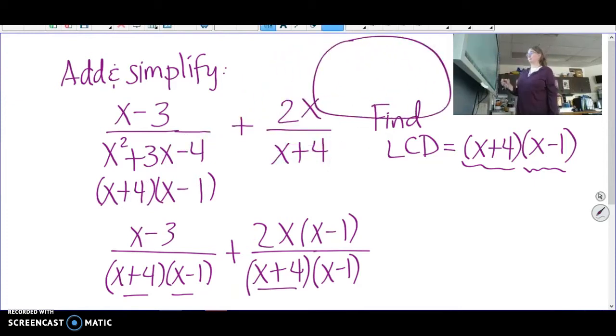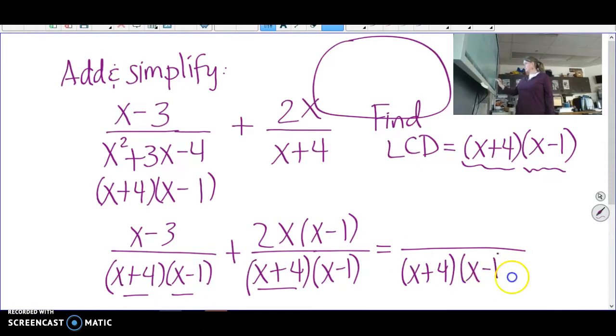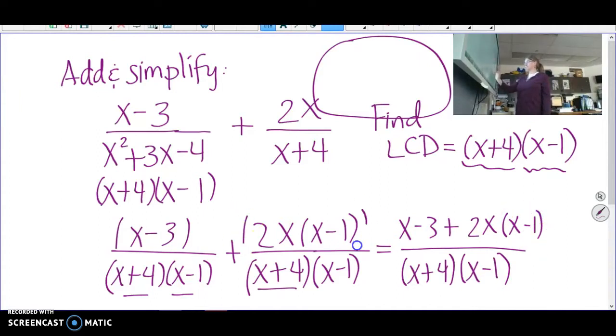Now I have a common denominator, so I'm going to add the numerators and keep my denominator. That's why we found a common denominator, so we can add the expressions together. You can only add fractions that have common denominators. So I'm going to add the numerators together. Right here, I have x minus 3. I'm putting it in parentheses so you see where it's coming from, but you don't need to, because it's all addition, plus 2x times x minus 1. So this is the numerator, adding the numerators together.